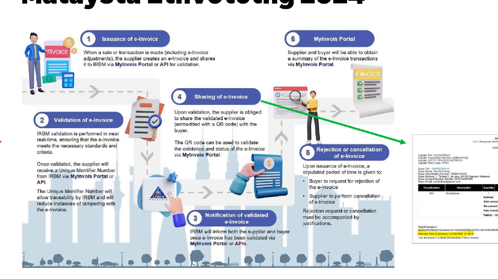At the starting point, the issuance of an e-invoice, this is not a PDF file. It's not a Word document. It's not a paper document. It's essentially an electronic document, in a file with a specific format that's been defined by MDEC working with LHDN. There are two mechanisms to submit these to LHDN. One is through their portal.